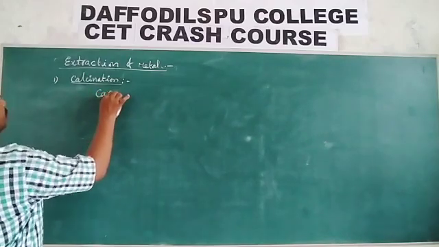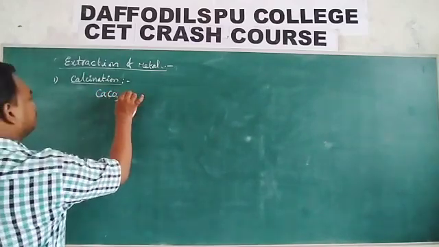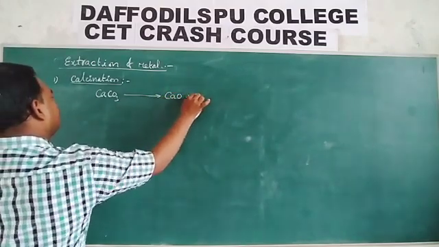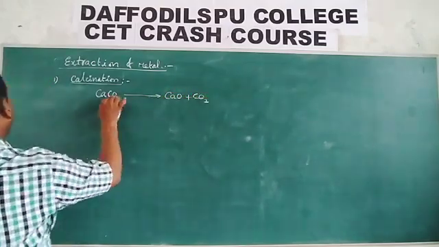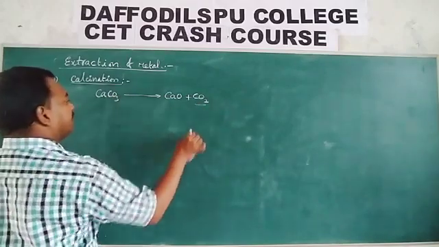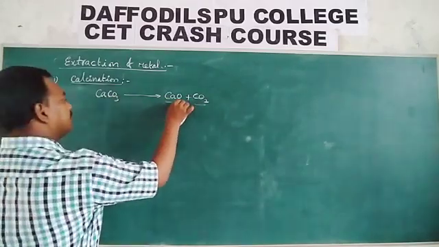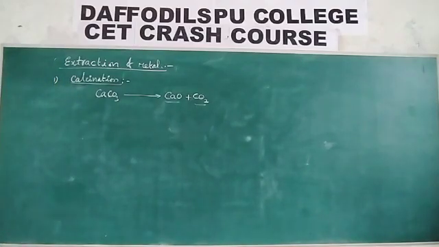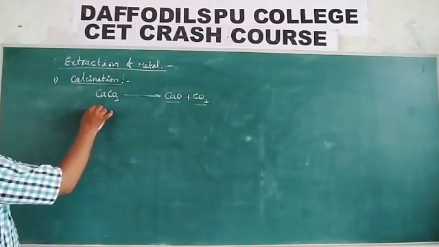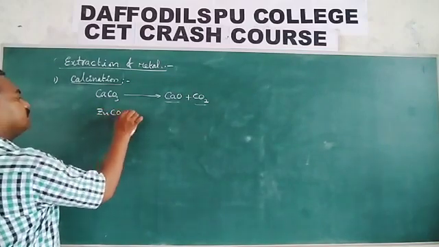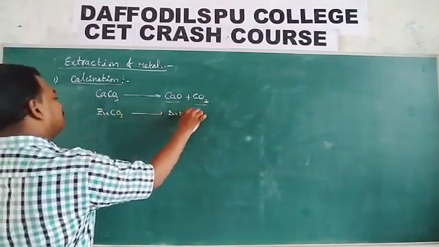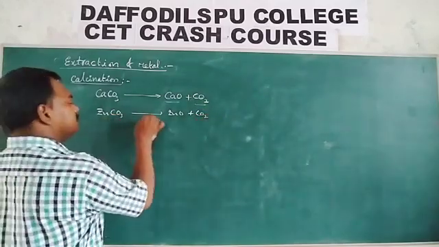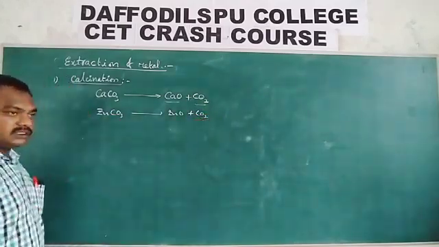So, when calcium carbonate is heated in absence of air, the volatile impurity in calcium carbonate is carbon dioxide. So, we will get calcium oxide and carbon dioxide. Similarly, when zinc carbonate is heated, then also we get zinc oxide and carbon dioxide. The volatile impurity in zinc carbonate is carbon dioxide.